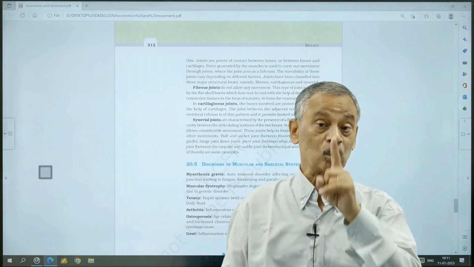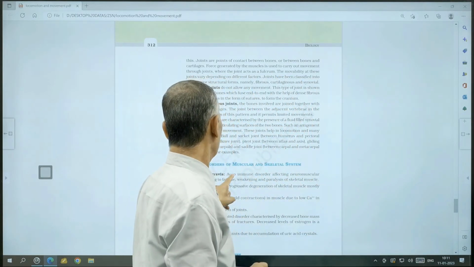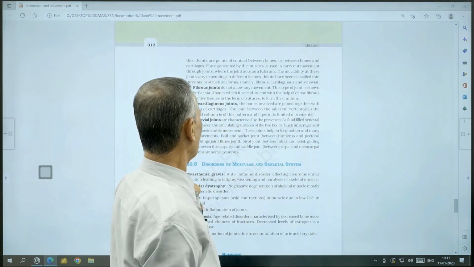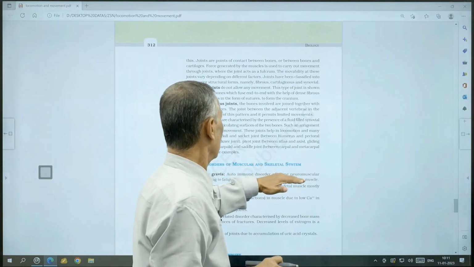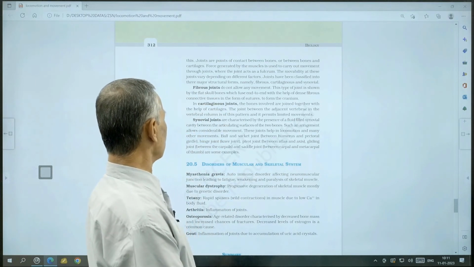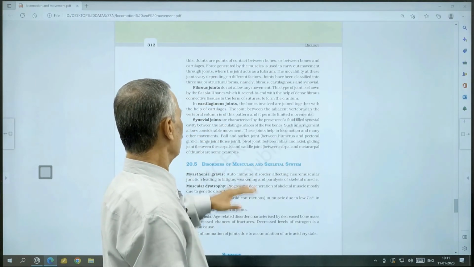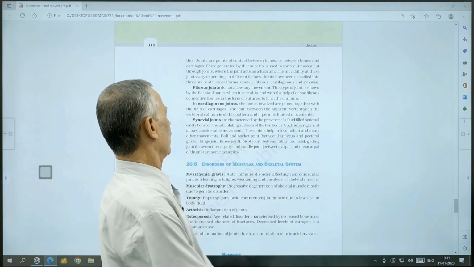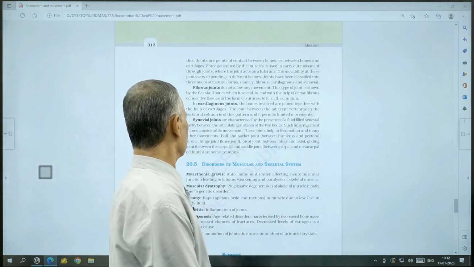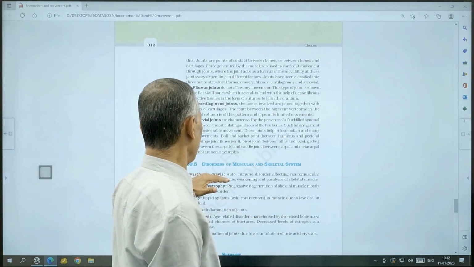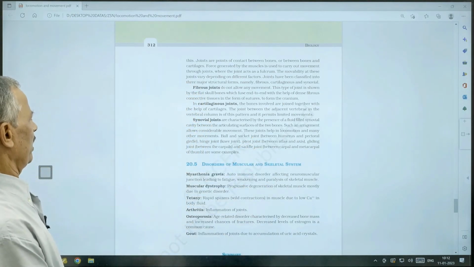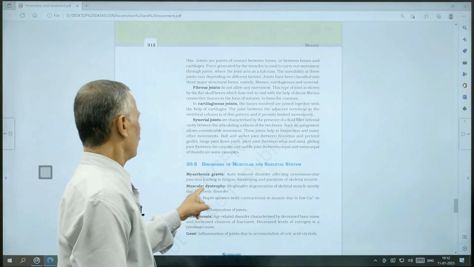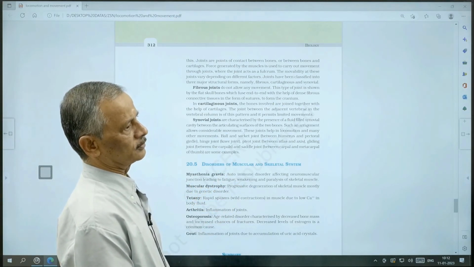That autoimmune disease is occurring because of the effect on the neuromuscular junction, leading to fatigue, weakening and paralysis of the skeletal muscle. That is called myasthenia gravis. It is an autoimmune disease. Myasthenia gravis.